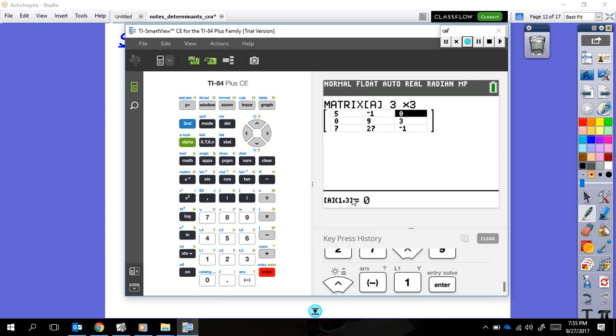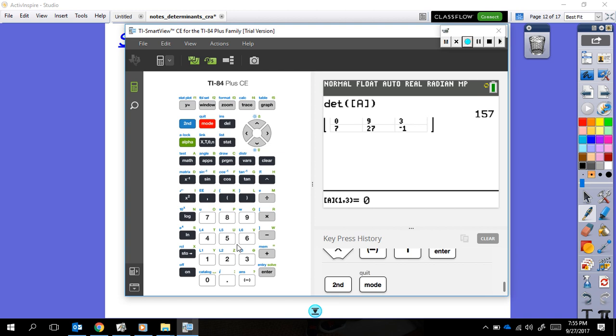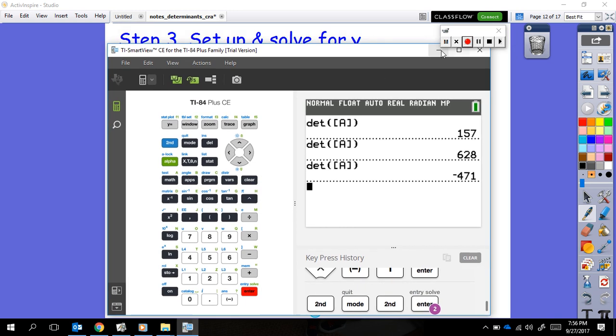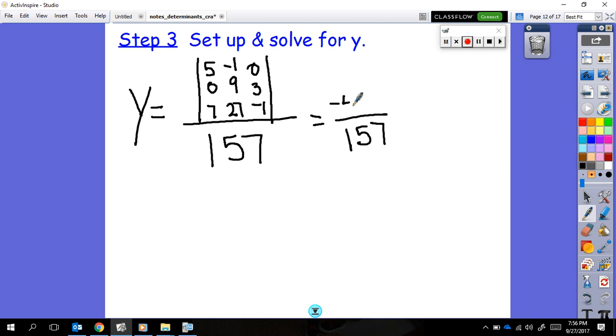Okay, now that we've got it, again, do second quit. Otherwise, your calculator gets all messed up. Now, do you see how we've done determinant of A every single time because I've called it A every single time? Just hit second entry and pull that entry again and hit enter, and we get negative 471. So negative 471, which I think is 3. Let's double check ourselves. 471 divided by 157 is negative 3.